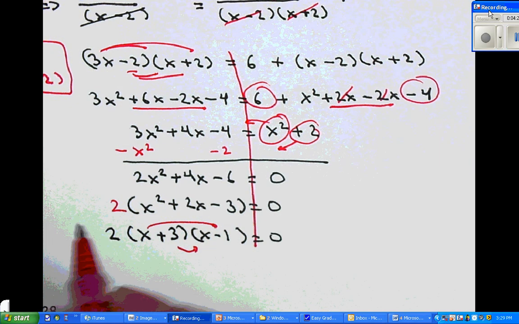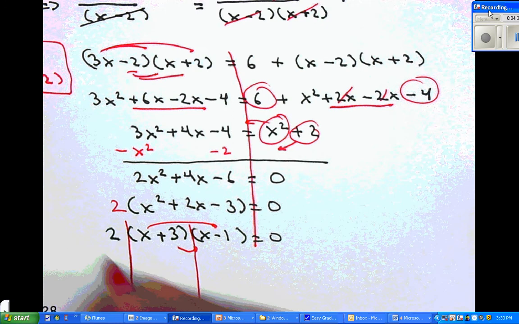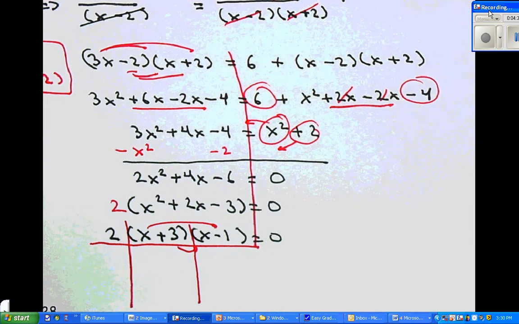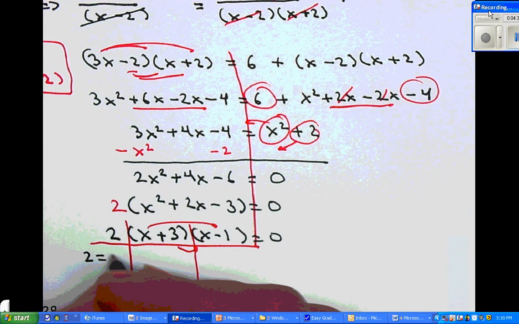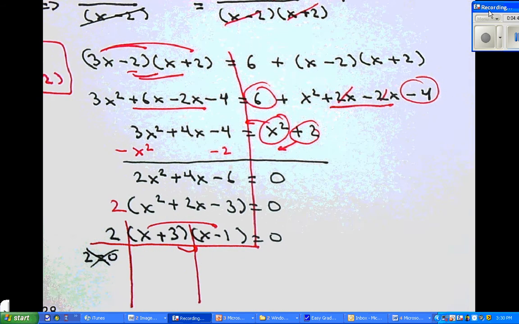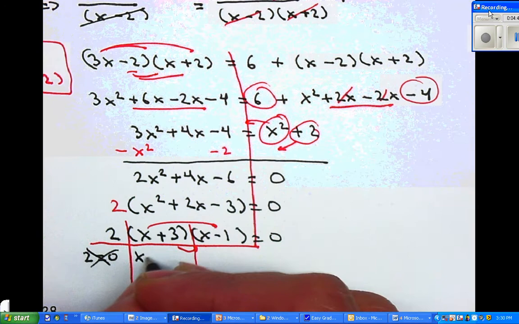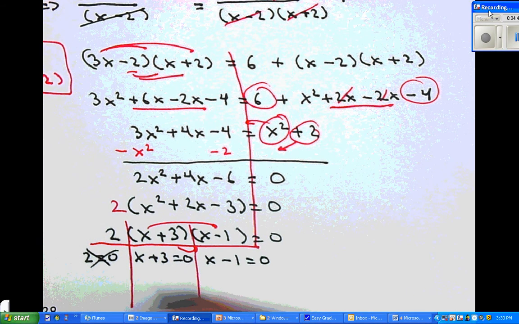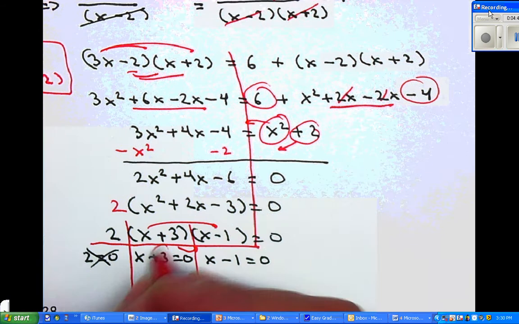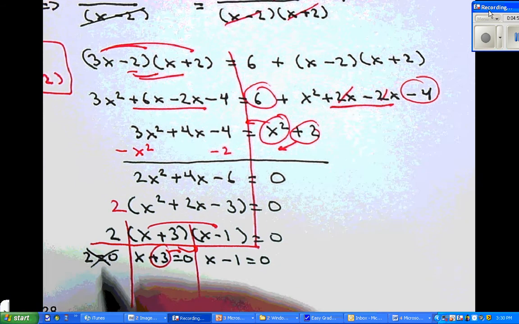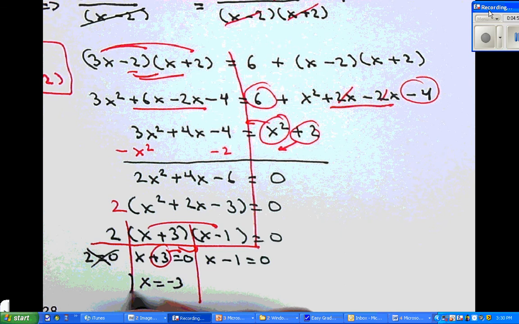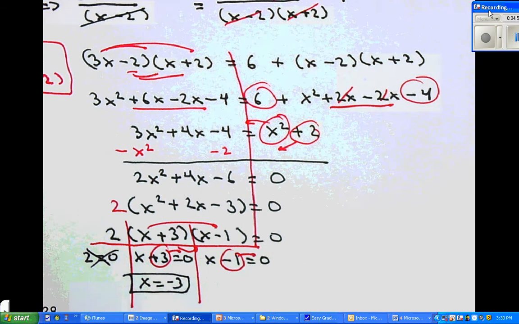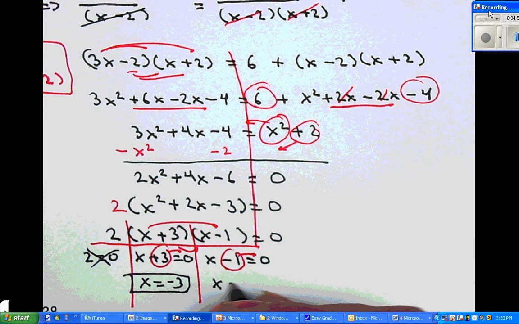Now we're going to use our zero product property to solve it. If you want, some of you guys want to be able to place this equal to 0. It's false, so it doesn't matter. We have x plus 3 equal to 0 and x minus 1 equal to 0. Move the 3 to the right, becomes a negative, so that means x is equal to negative 3, or if you want a minus 3 on both sides. Move the 1 to the right, becomes a positive, so x is equal to 1.